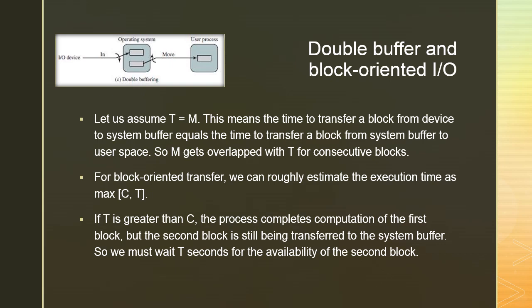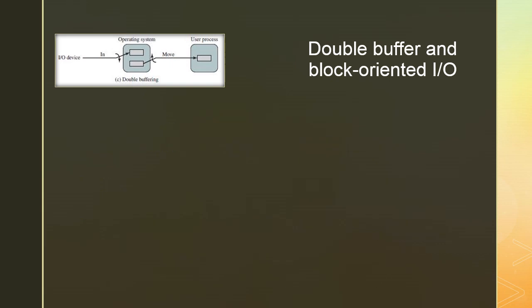If T is greater than C, that is the transfer time is greater than the computation time, the process completes computation of the first block, but the second block is still being transferred to the system buffer. So we must wait T seconds for the availability of the second block.